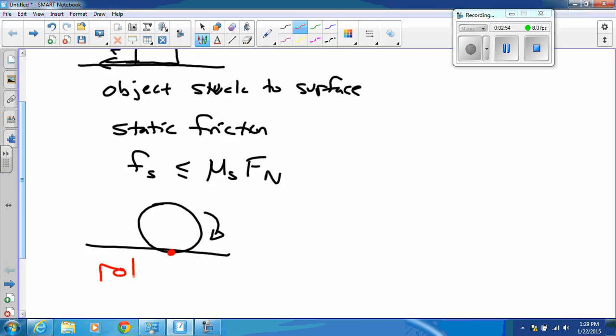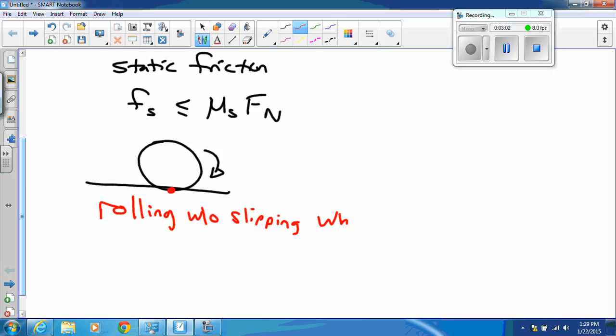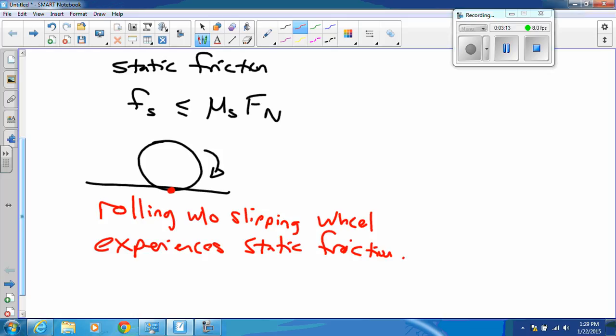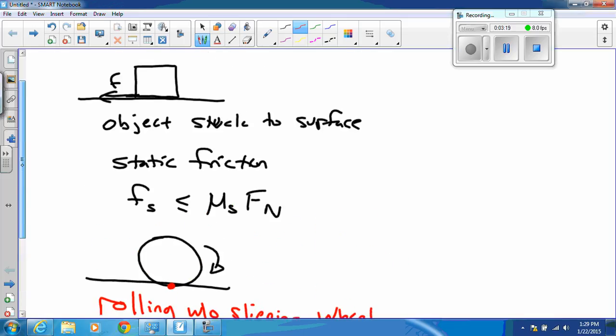So a wheel rolling without slipping experiences static friction. And that's a little bit counterintuitive because the wheel itself moves, but the point of contact doesn't.